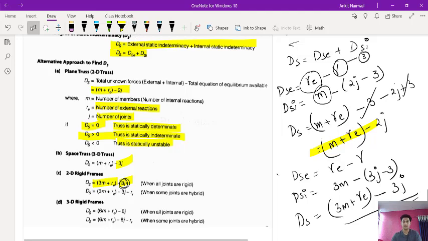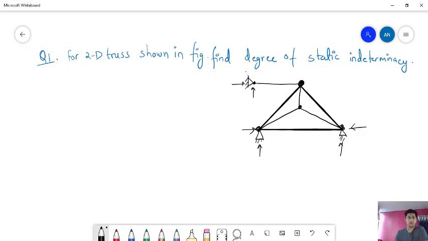Okay, now we will discuss some numerical part. The numerical is given: for the 2D truss shown in the figure, find the degree of static indeterminacy. So the truss is given like this. This is a hinge support, this is a hinge support and a hinge support. In this case, one is the horizontal reaction, suppose this is A, B and C.